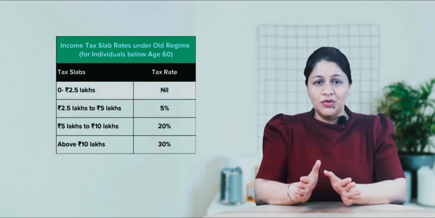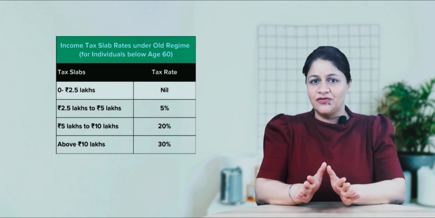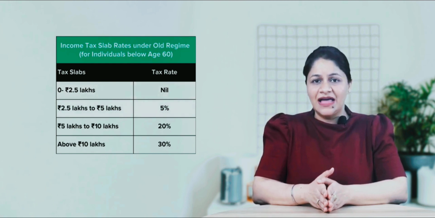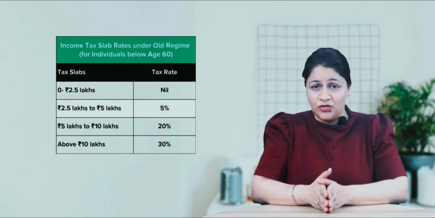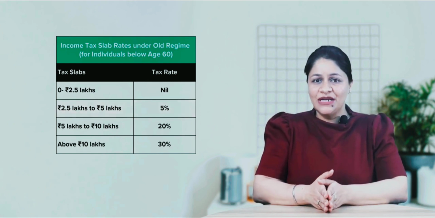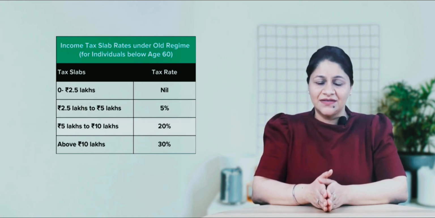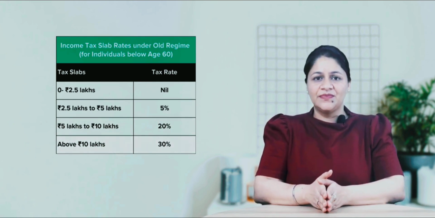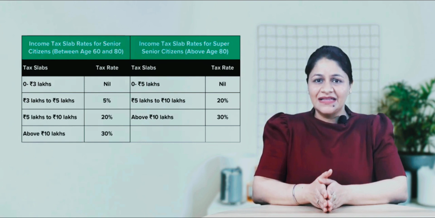So, there is no tax on the initial 2.5 lakh rupees of your taxable income. Next, for the income falling in the slab of 2.5 lakh rupees to 5 lakh rupees, there is 5% tax. Easy to understand? Similarly, for the next slab of income between 5 lakh rupees and 10 lakh rupees, you'll have to pay a tax of 20%. And any income above 10 lakh will be taxed at 30%. Likewise, you can see the tax slab and rates for senior citizens and super senior citizens on your screen.